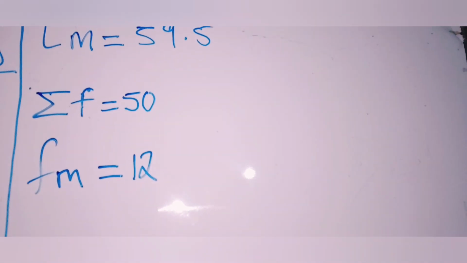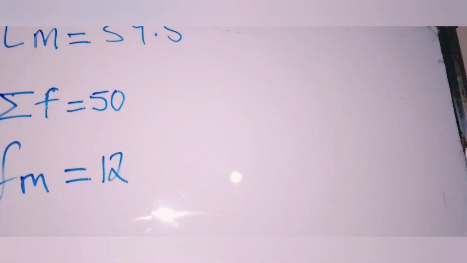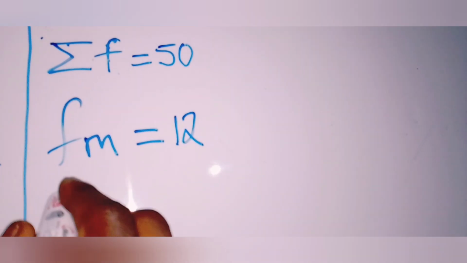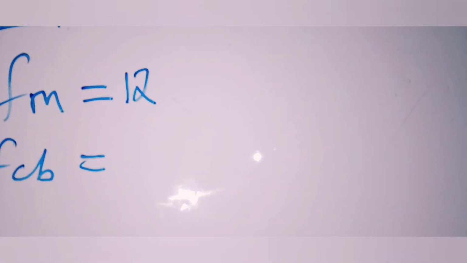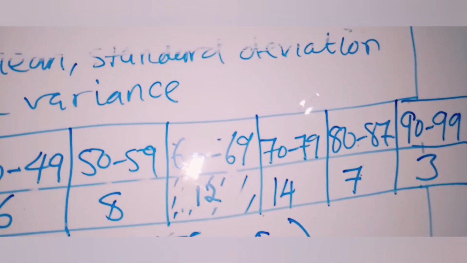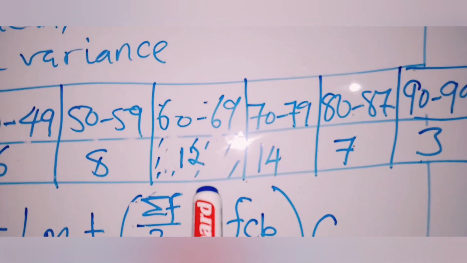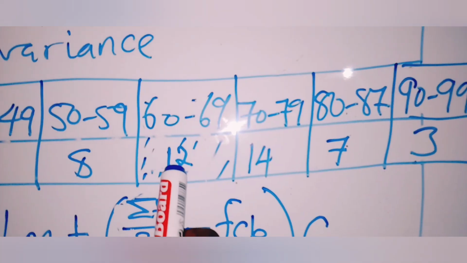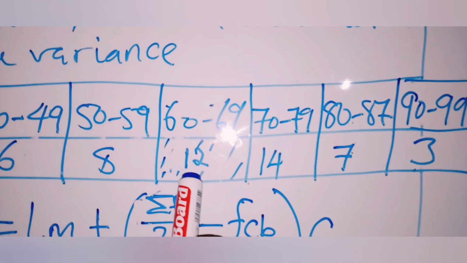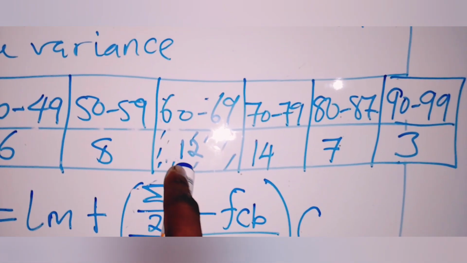Oh, we are remaining with what? The frequency of the class before the median class, which is FCB. So FCB, frequency of the class before the median. So before the median, which one is the frequency of the median? It is 12, right? Frequency of the median is 12. Remember we found 12. Do you remember how we found 12?